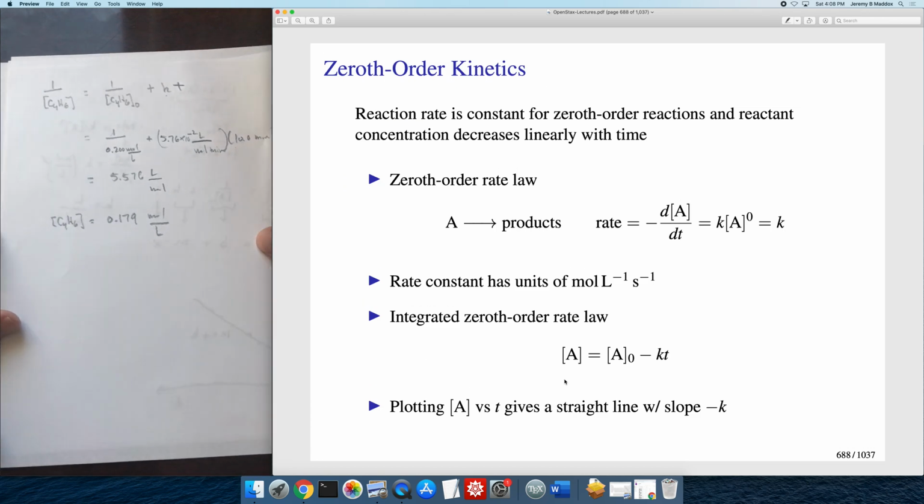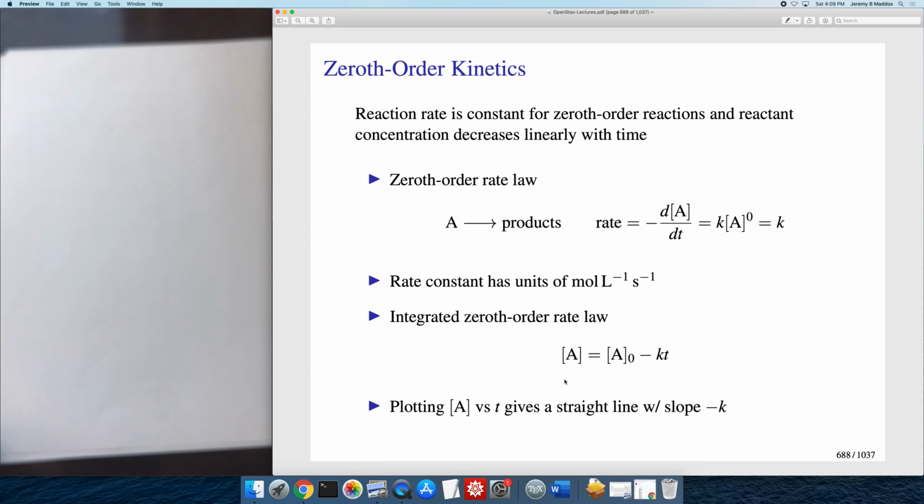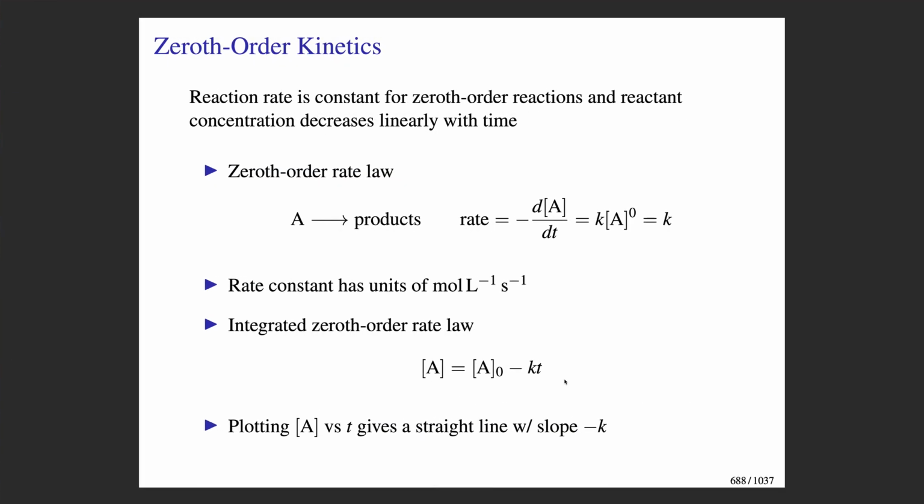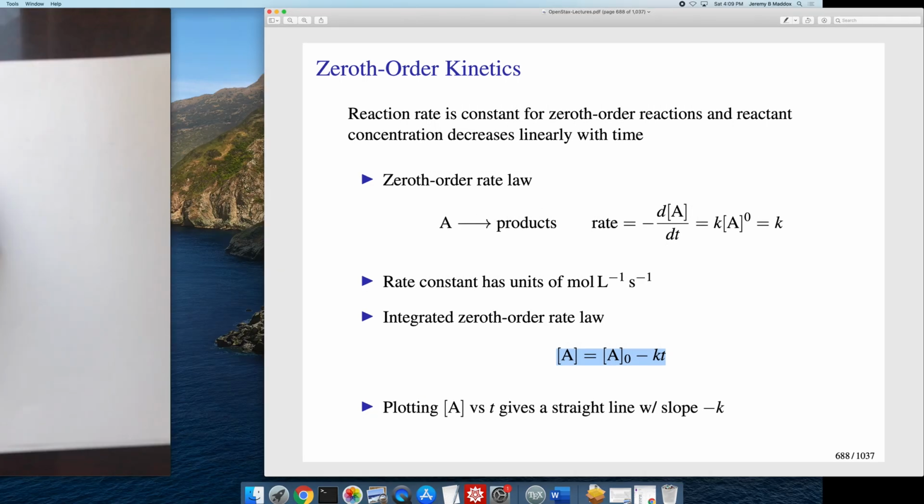All right, the last type of kinetics, the zeroth order kinetics. The hallmark of zeroth order kinetics is that the reaction rate is constant and the reactant concentration decreases linearly with time. So here for that generic reaction, we have our differential rate law, and we're told that it's zeroth order. So the rate equals the rate constant. Since rate has units of moles per liter per second, so does the rate constant. When you integrate this rate law, the equation you get is already in a linear form. So I'm going to go ahead and draw that.